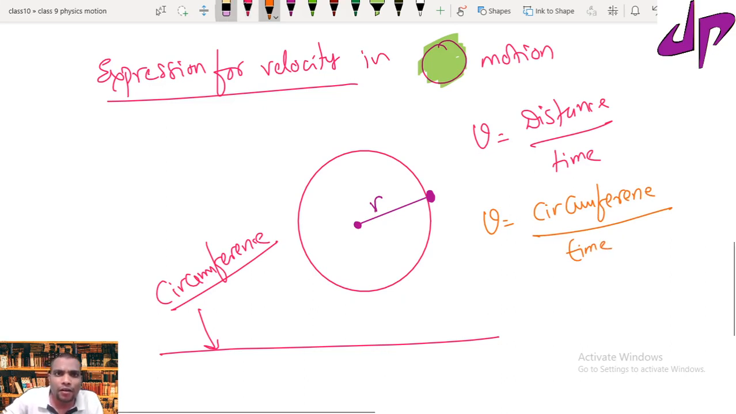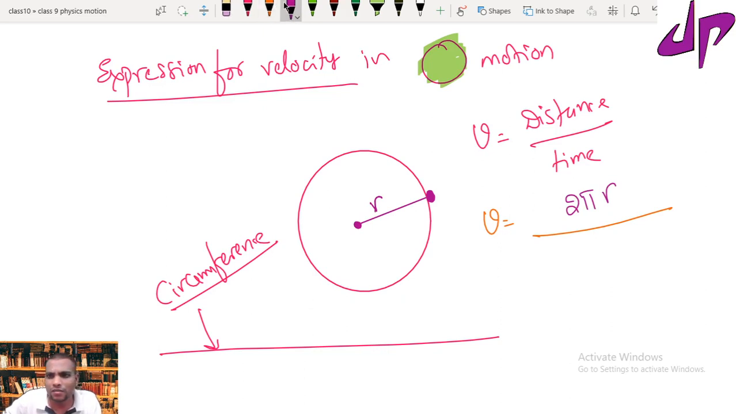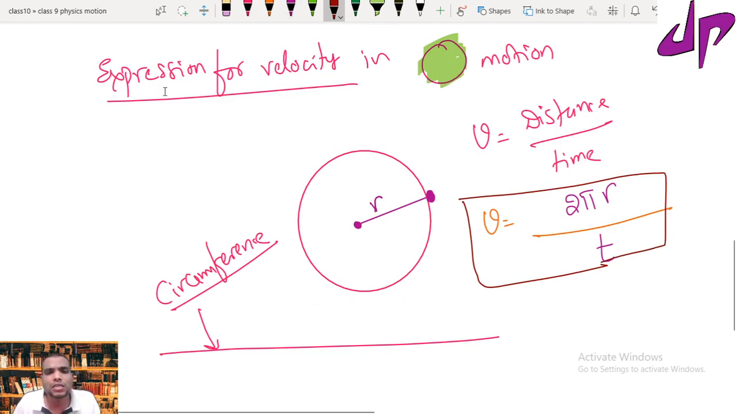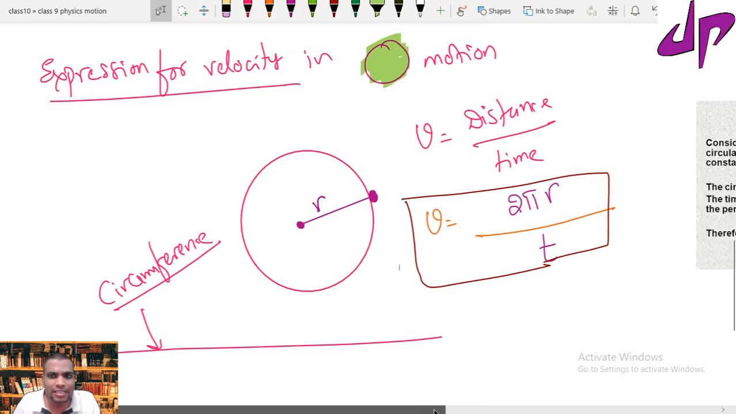So we can write the circumference formula instead of writing in words. The circumference we can write as 2 pi r, and the time is the time taken to complete, so v equals 2 pi r upon t. This gives the formula for velocity in circular motion. To find the velocity of an object in circular motion, we represent the distance as the circumference and t as the time.